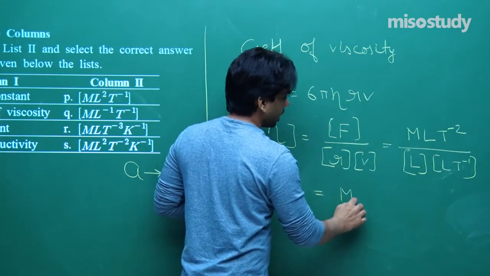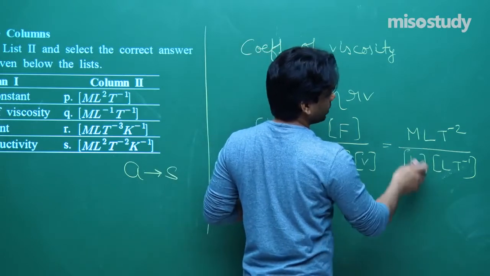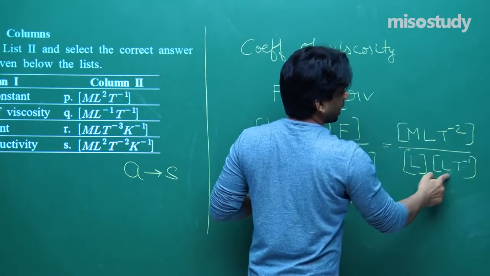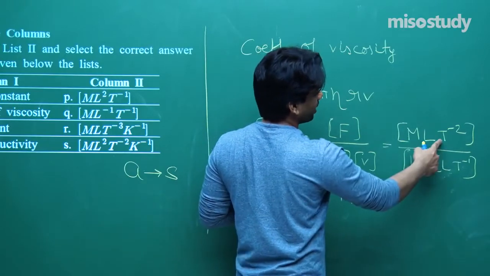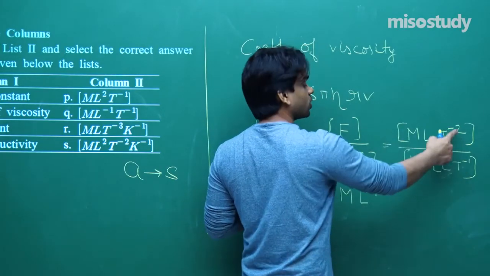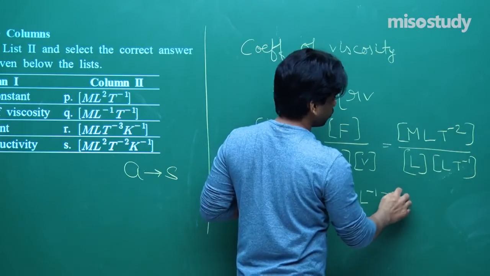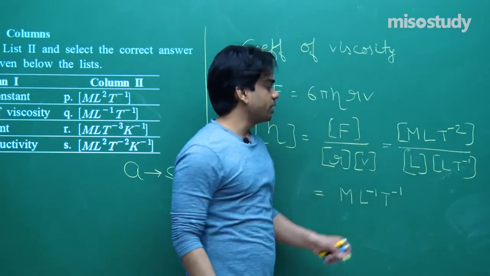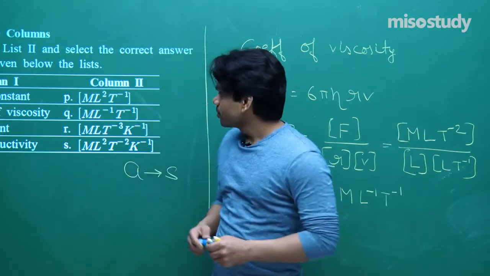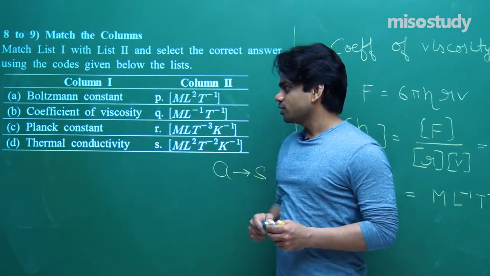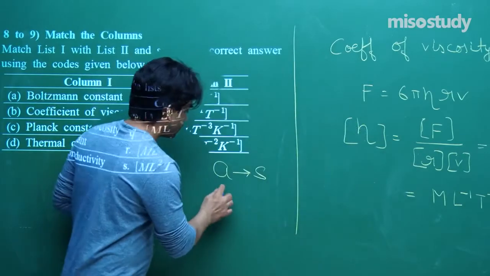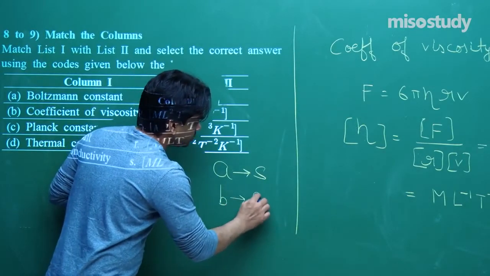M, this L will be cancelled out. You will be having L in the denominator, so it will become L power minus 1 in the numerator. T power minus 2 will become plus 1 here, so T power minus 1 you will be obtaining. ML minus 1 T power minus 1, that is option Q, matching with coefficient of viscosity, so B goes with Q.